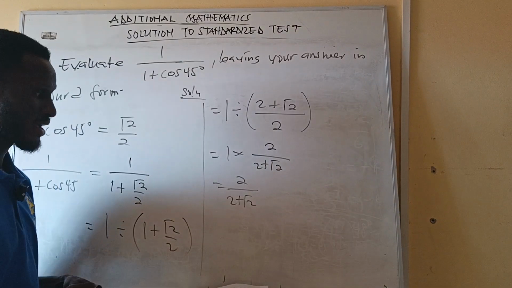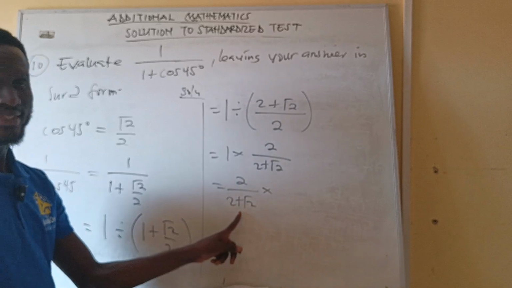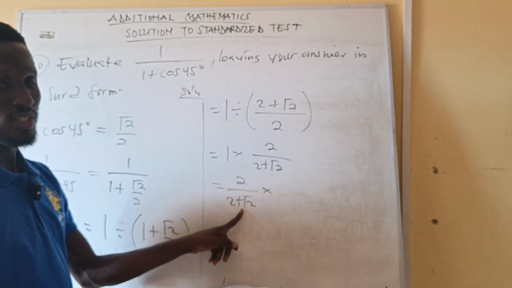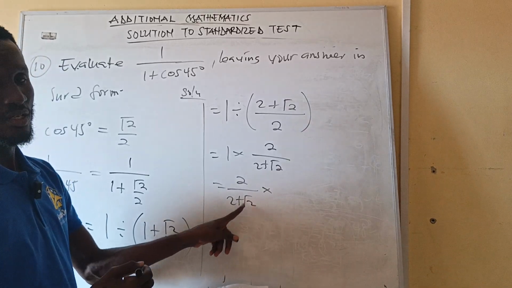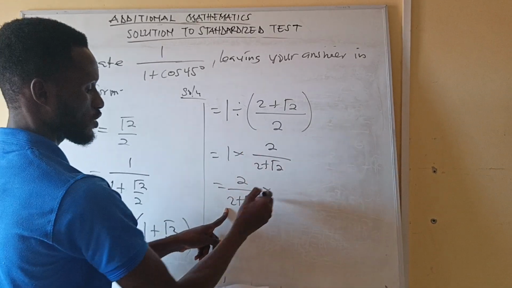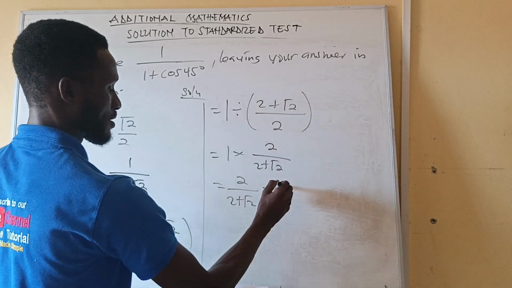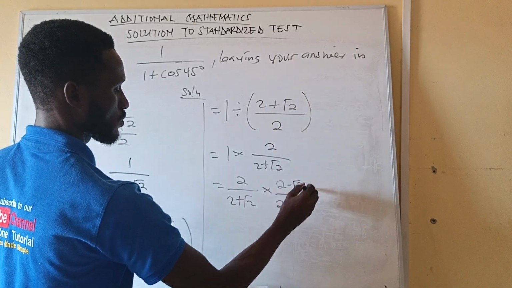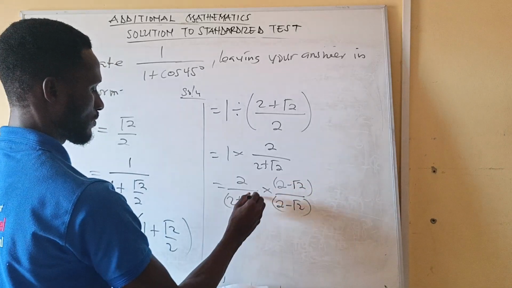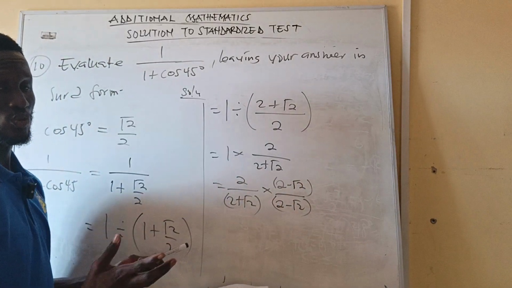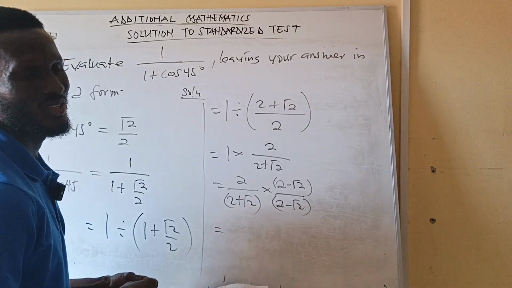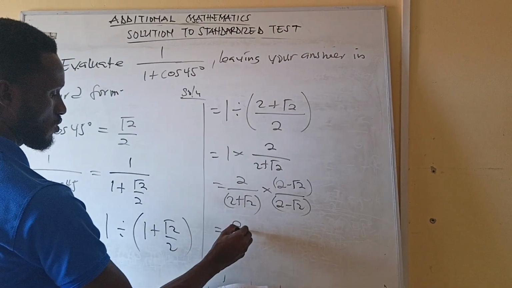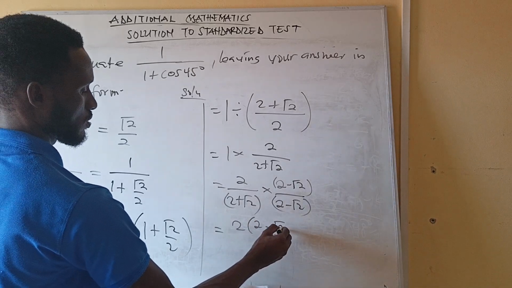Now what can we do here? What we can do is to rationalize this one. How do you rationalize? You multiply the conjugate of the denominator by the numerator and the denominator. So the conjugate of 2 plus root 2 is 2 minus root 2 over 2 minus root 2. Then you multiply. This one is very simple. Now we have 2 multiplying 2 minus root 2.